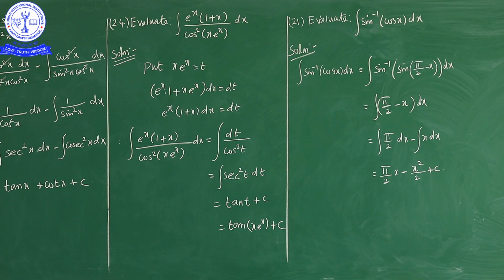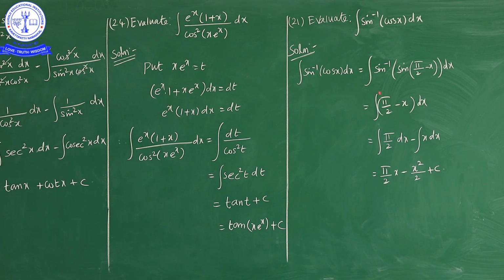Next question, integration of sin inverse of cos x dx. Sin inverse of cos x dx. Cos x what we can write? Sin 90 minus x, sin pi by 2 minus x, 90 degrees minus x or pi by 2 minus x. So sin inverse of sin(pi by 2 minus x) is pi by 2 minus x. So integration of (pi by 2 minus x) dx.